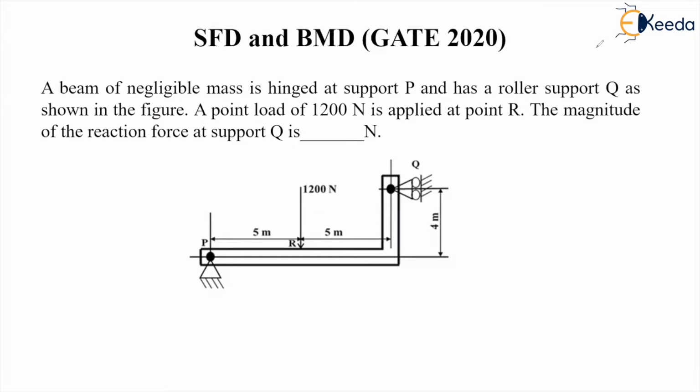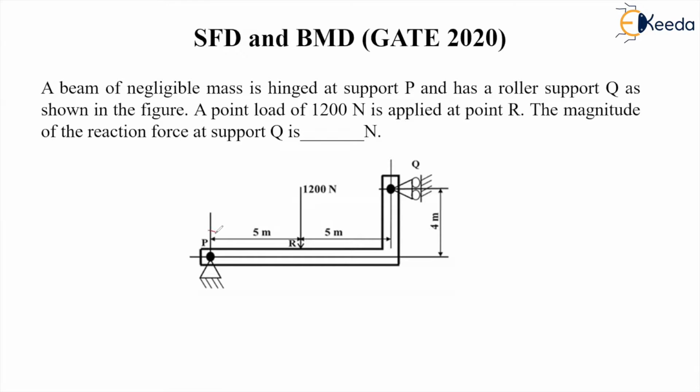A beam of negligible mass is hinged at support P and has a roller support Q. As shown in the figure, a point load of 1200 Newton is applied at point R. The magnitude of the reaction force at support Q is in Newton. We have to find that out.